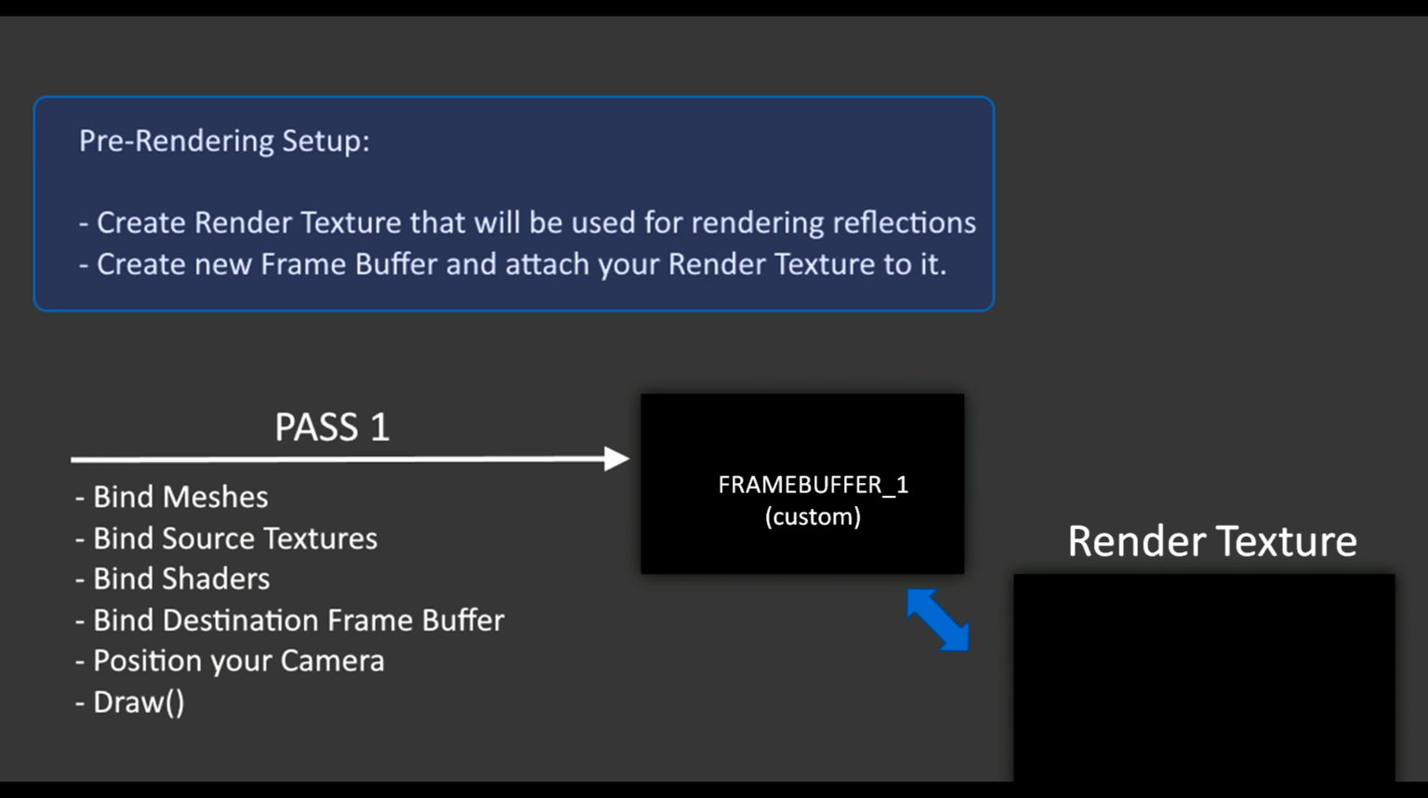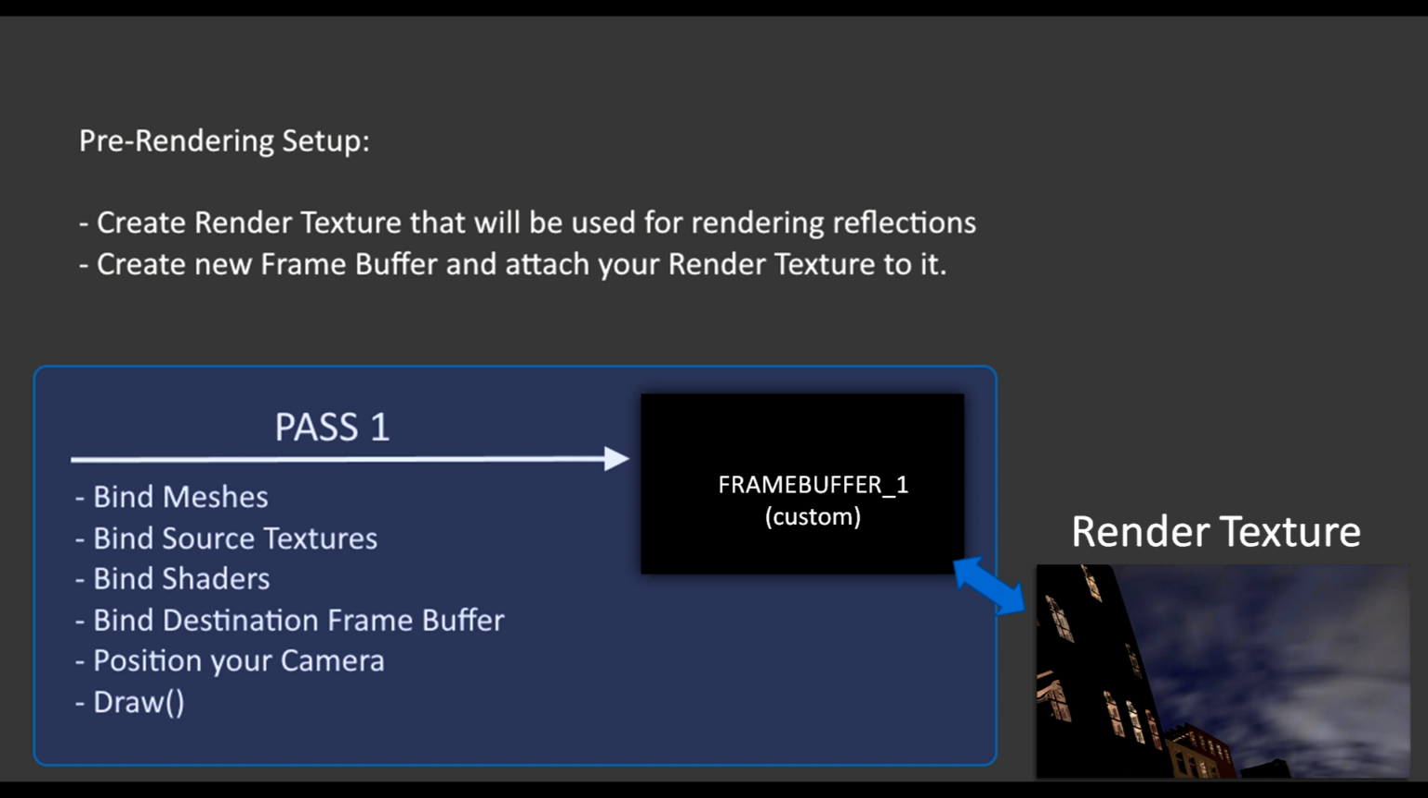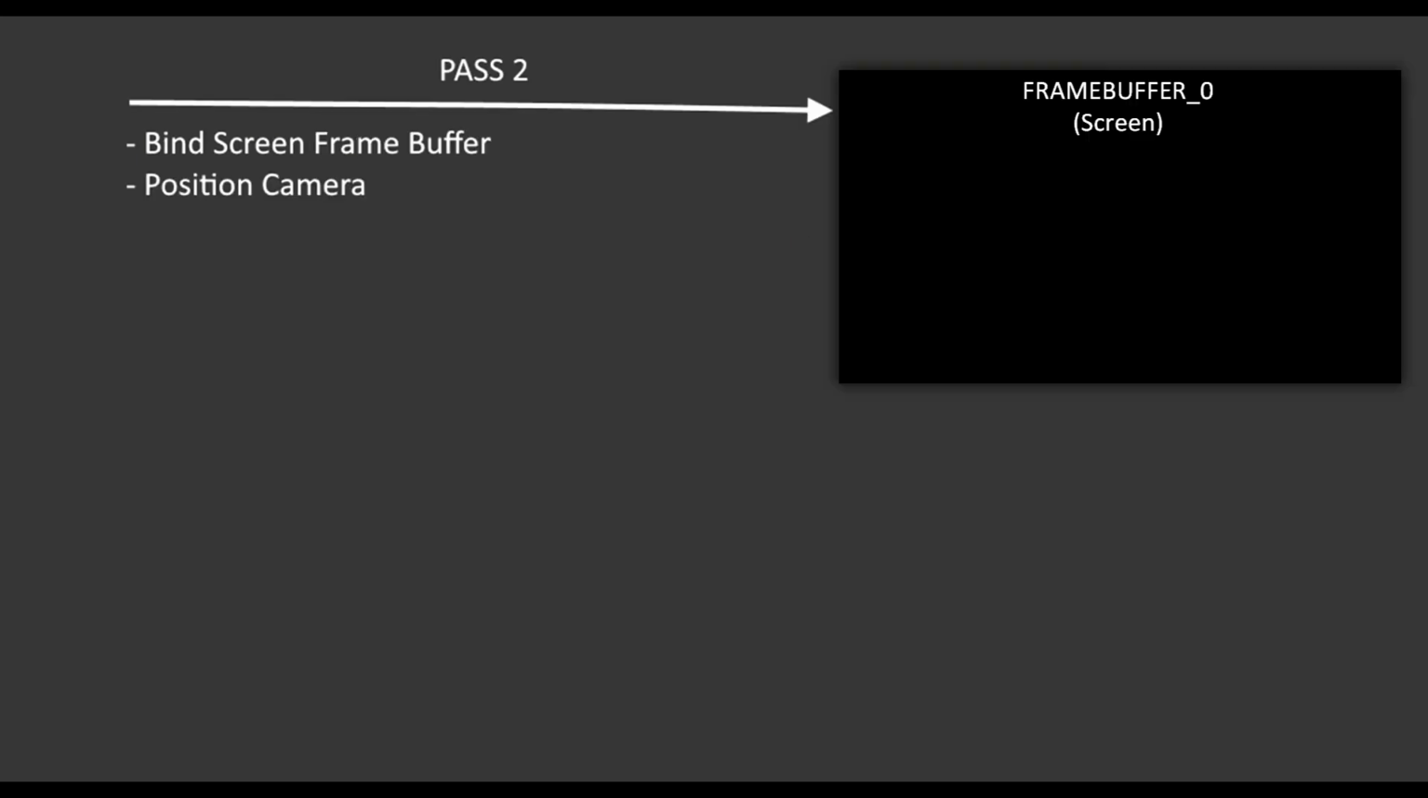Now we bind our new frame buffer as a target buffer and we render our scene from the point of view of the water, or as the water sees it. We call our draw call. The scene gets rendered to the texture. Now that we've done it, we are ready to do our final pass, where we will use the texture that we've created to texture our water mesh. Now we can bind the default screen buffer as a target, so we will render to the screen now.